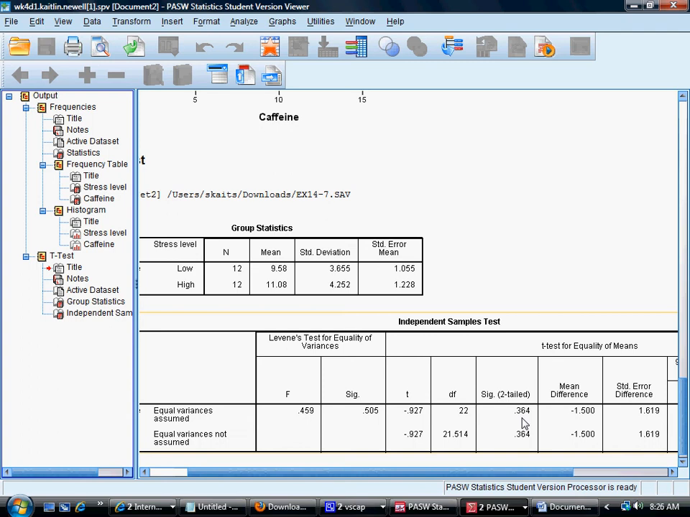So in this case, there is not a significant difference between our two groups because p is greater than 0.05. If p had been less than 0.05, we would say there was a significant difference between these two groups. So again, we're always looking at this significance number. Is it greater than or less than 0.05? Even though we have about a 1.5 drink difference here between the low and high group, because we've got a fairly small sample and because this difference isn't that big, it's not likely that there's a big difference in the population. So in this case, we fail to reject our null.